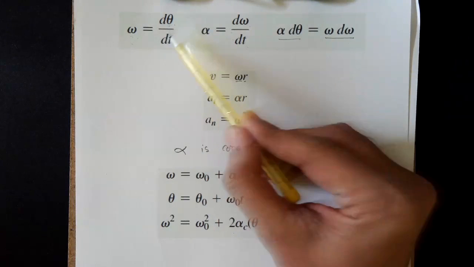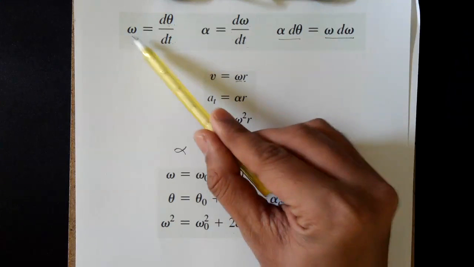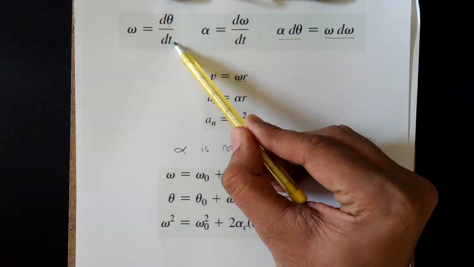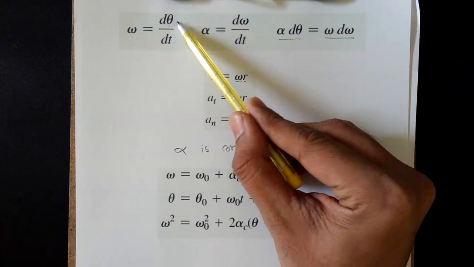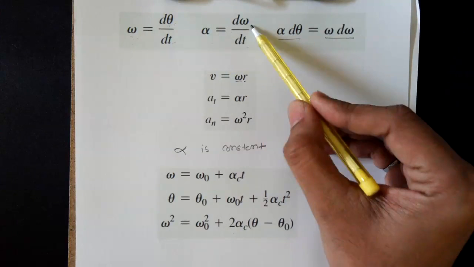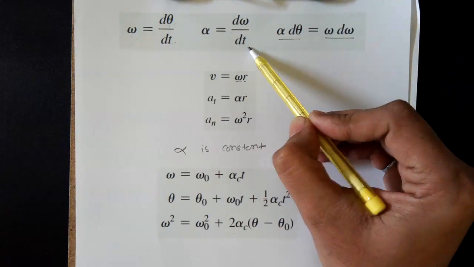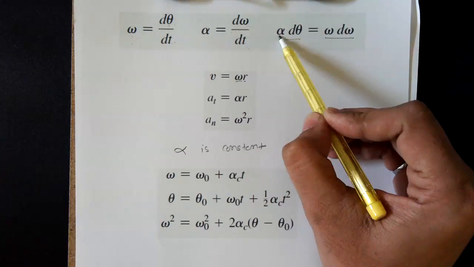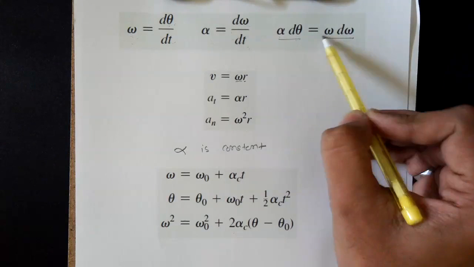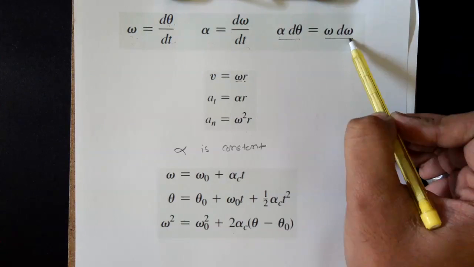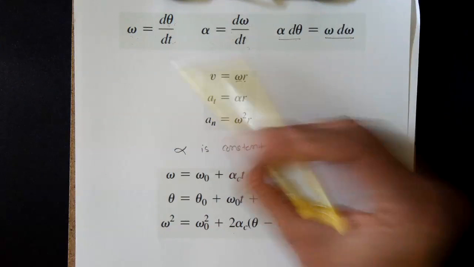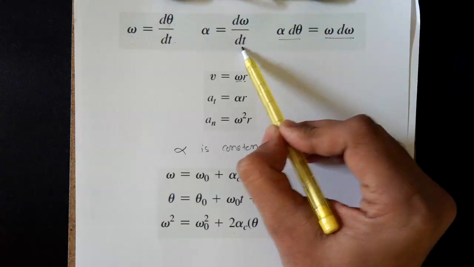So we know from the linear velocity equation that angular velocity is rate of change of position with respect to time. Remember that theta is in radians. Angular acceleration is rate of change of angular velocity with respect to time. And the third equation, which relates angular acceleration with change of position, equal to angular velocity and change in angular velocity. This equation is derived from first two equations by eliminating dt.